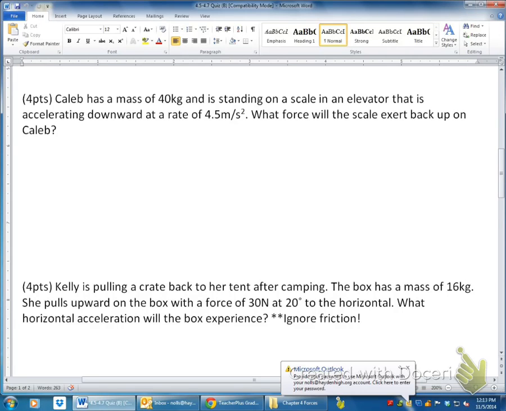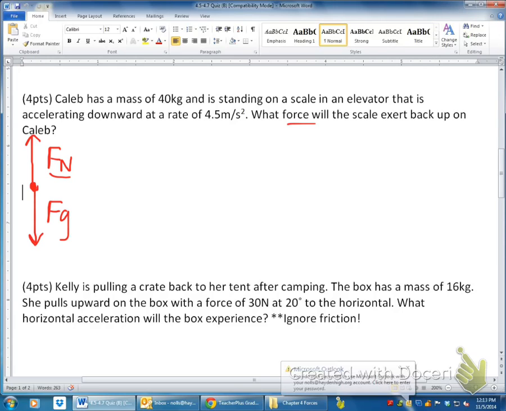Okay, so for the elevator problem, our free body diagram looks like this. We have what pulling down on him? Gravity, always force of gravity pulling down. And what's pushing back up? The normal. Okay, when he's sitting on the scale, gravity's pulling him down, the scale is pushing him back up. So that normal force is what we want to solve for.